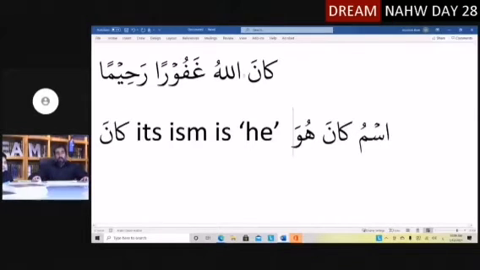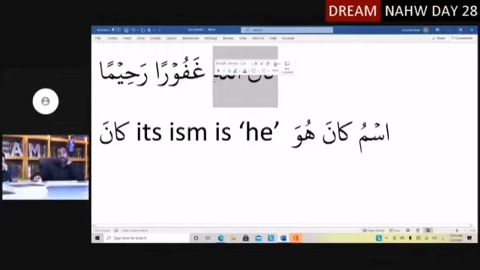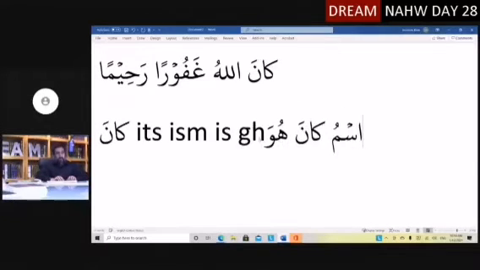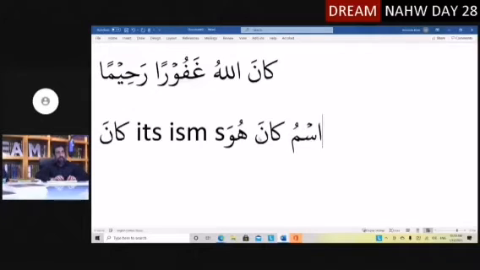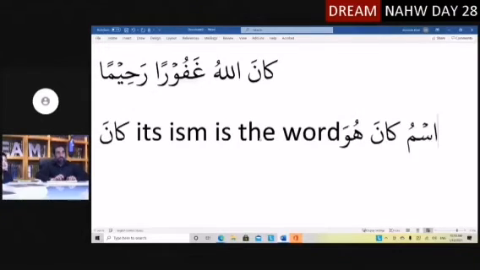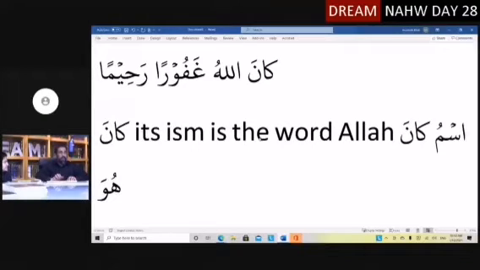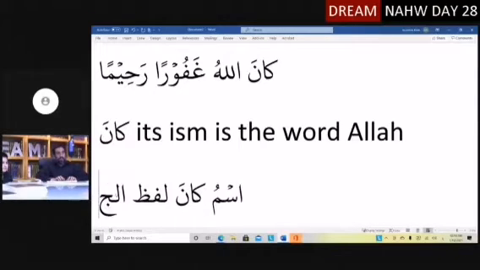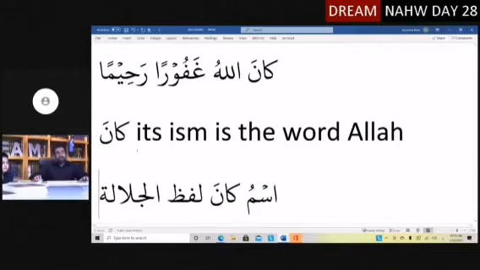Except, just like in a fi'il, you can look for an outside doer, so can we look for an outside ism? Is the word Allah after kana in rafa? Yes, it's after kana in rafa. So actually the ism is not he, it's the word Allah, lafz al-Jalala. Or in English, the word Allah. So Allah was. Ismu kana would be lafz al-jalala. Now, this is no longer in the meaning of Allah is. This is the meaning of Allah was.